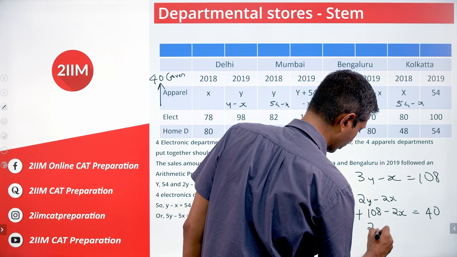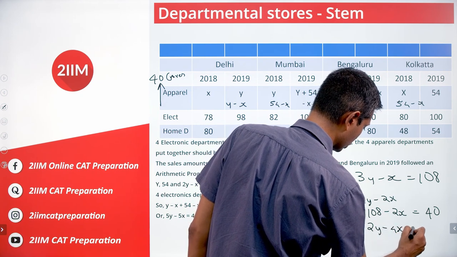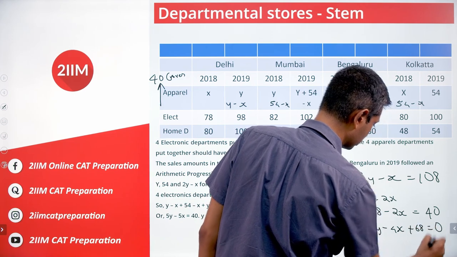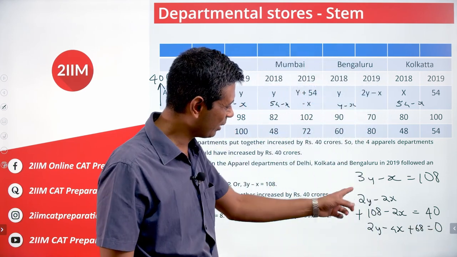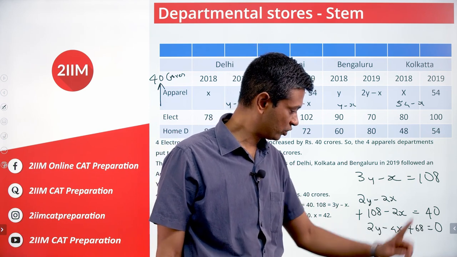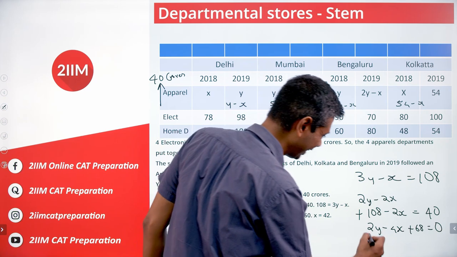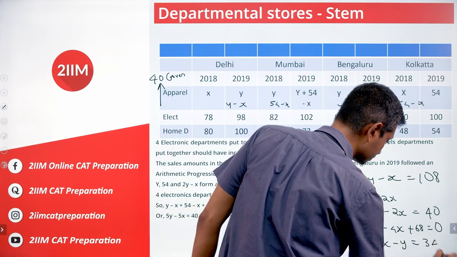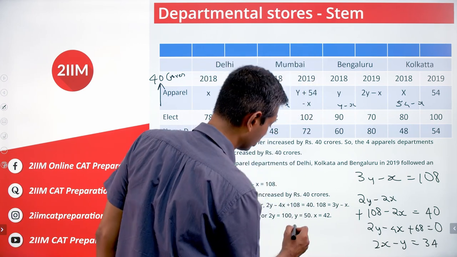Or 2y minus 4x plus 68 equal to 0. We have 3y minus x equal to 108. 4x minus 2y is 68. Or we can rewrite this and say 2x minus y equals 34. So we solve this.